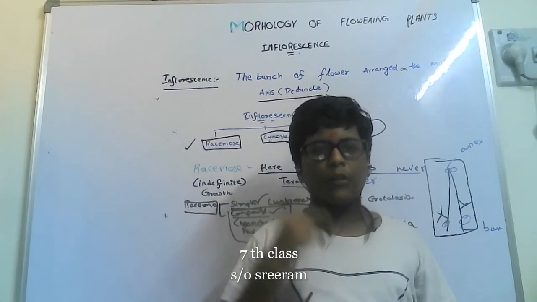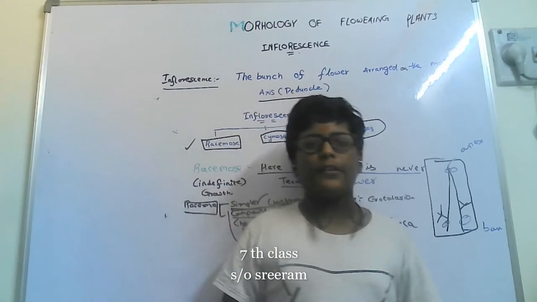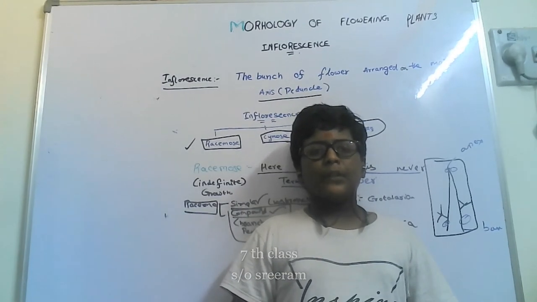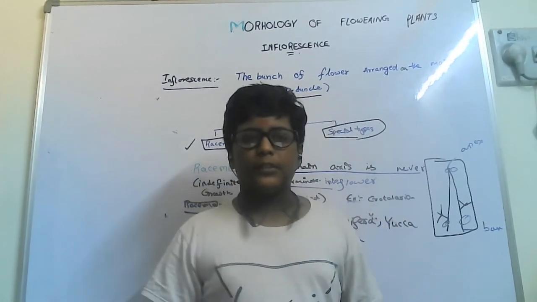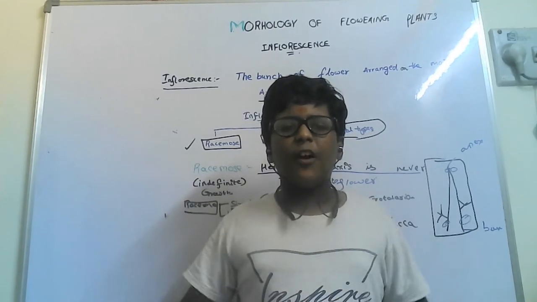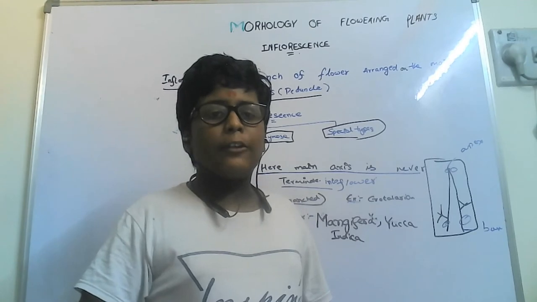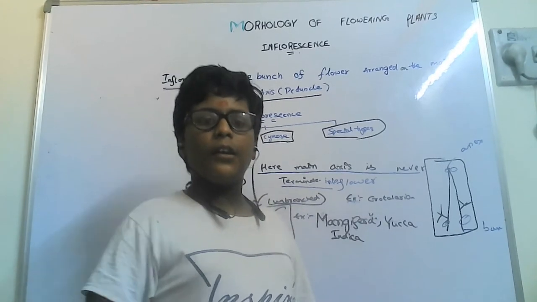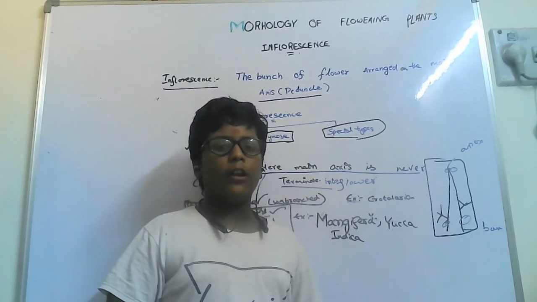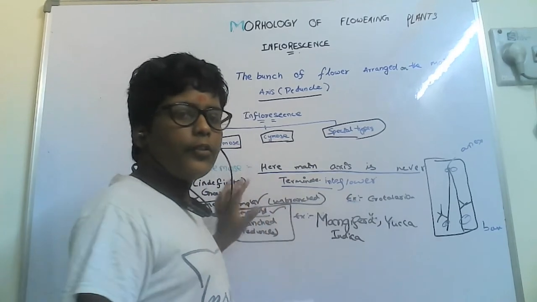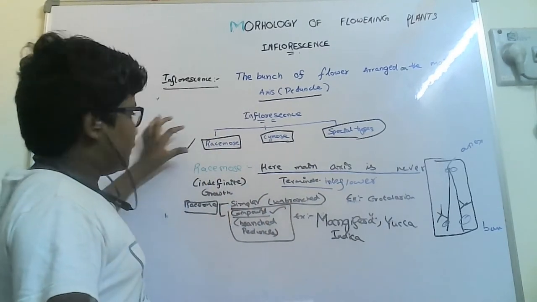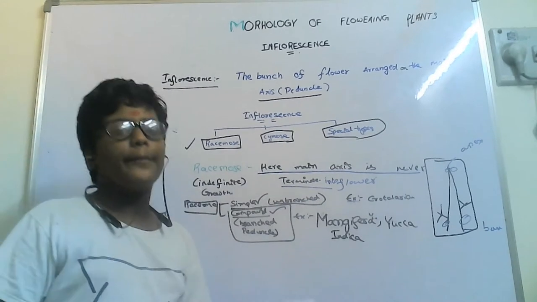Guys, today we are talking about inflorescence. What is meant by inflorescence? The bunch of flowers arranged on the main axis of the flower known as peduncle. There are three types of inflorescence: racemose, cymose, and the special types.